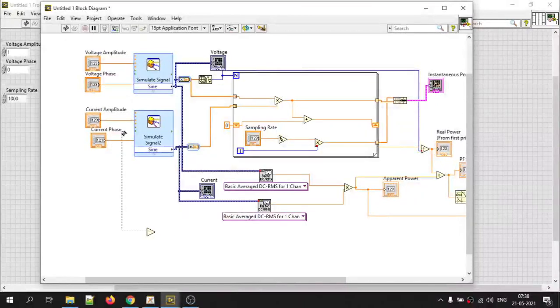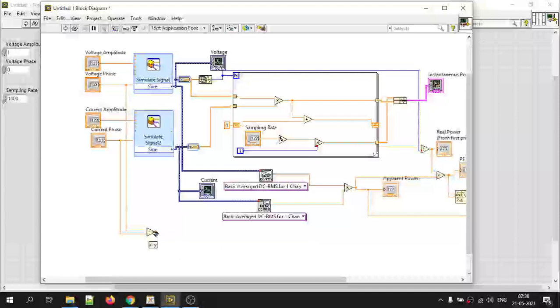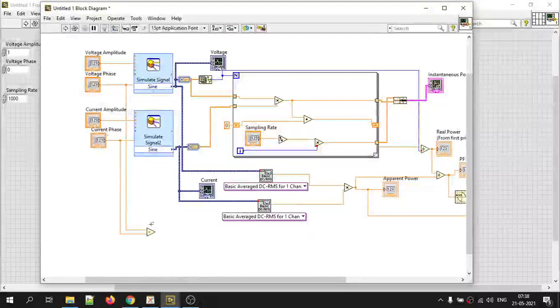That is, we are going to evaluate VI sin phi. So VI cos phi, assuming that you know the phase angle. For that, first we require the difference between voltage phase and current phase. And this difference, for the simulate signal block, the phase angle will be in degree. So therefore, we will be directly entering the phase in degree.